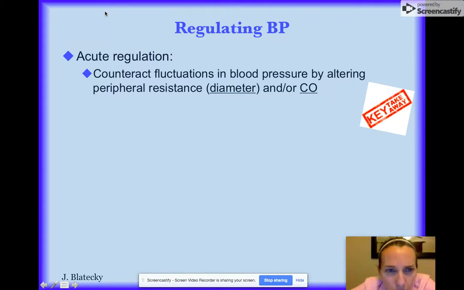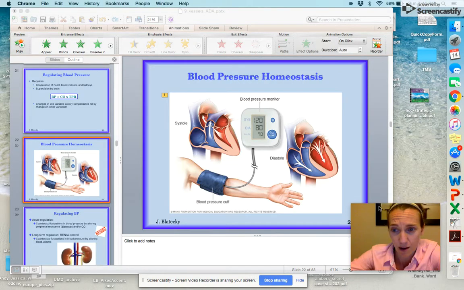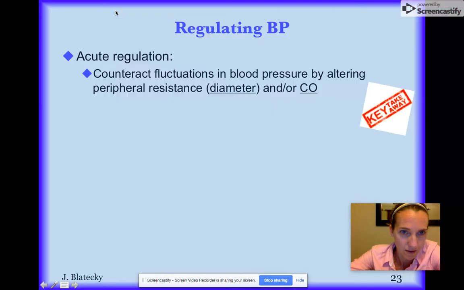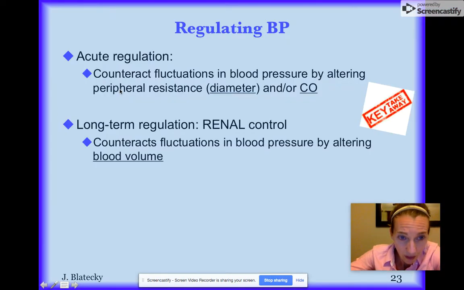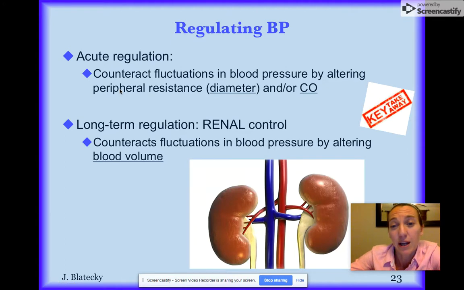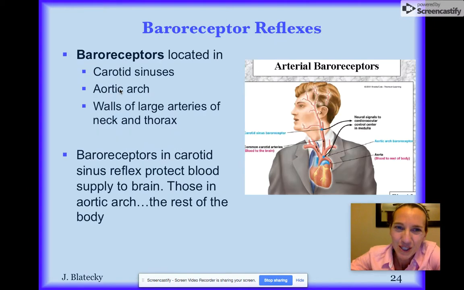Okay, so with acute regulation, you really want to think about our equation for blood pressure being cardiac output times total peripheral resistance. So we've got diameter that we can work with, and we have cardiac output that we can work with. With long-term regulation, you're bringing in the kidneys. So here you're really dealing with altering the blood volume. So that's really going to be saved for this next mini lesson that I'll post.